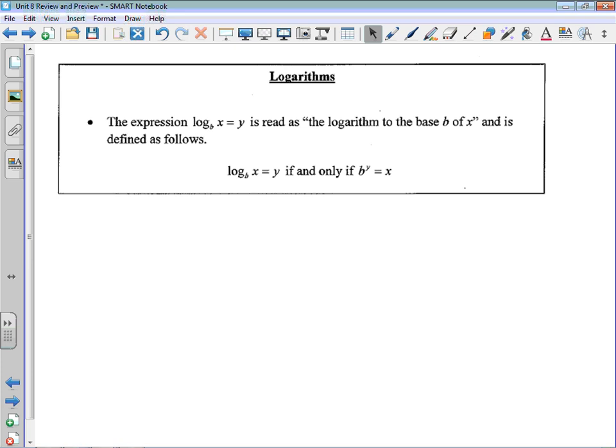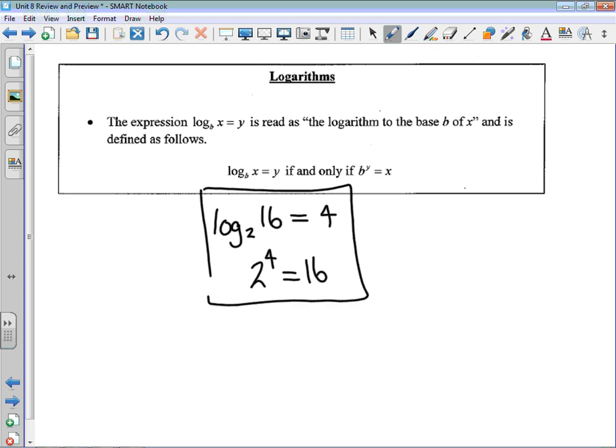Sometimes students don't like looking at logarithms in this general form. So if I had that log base 2 of 16 was equal to 4, then the exponential form of this would be 2 to the power of 4 is equal to 16. Really importantly, these two things are saying the same thing. We have to get used to that.